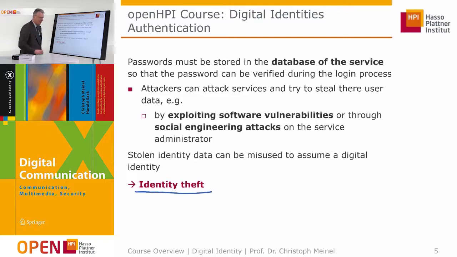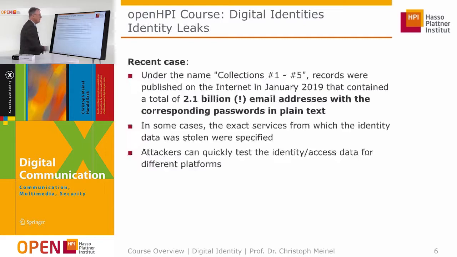This is the field of identity theft. We will discuss in the course more about this. Such identity leaks, here is a short report of a very recent case. Under the name Collection #1 to #5, records were published on the internet in January 2019 that contained a total of 2.1 billion email addresses with the corresponding passwords in plain text.